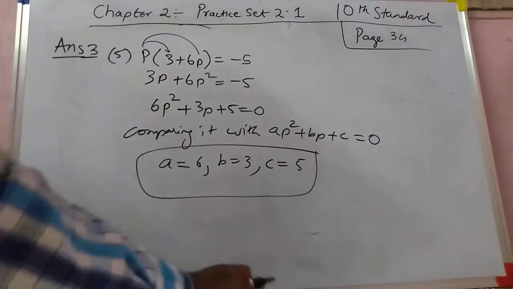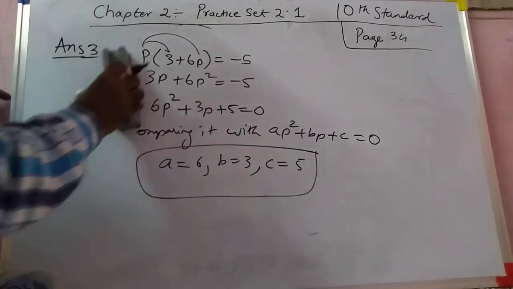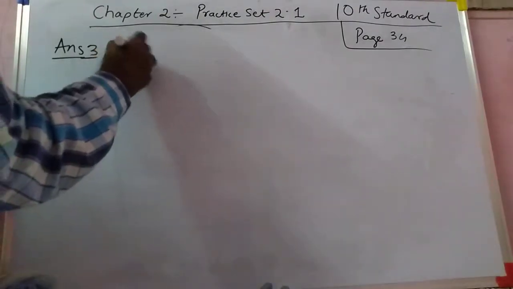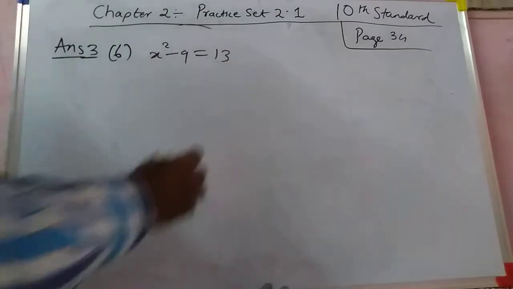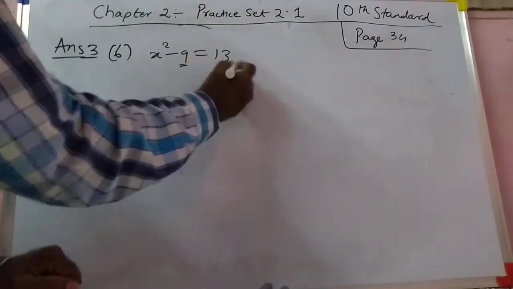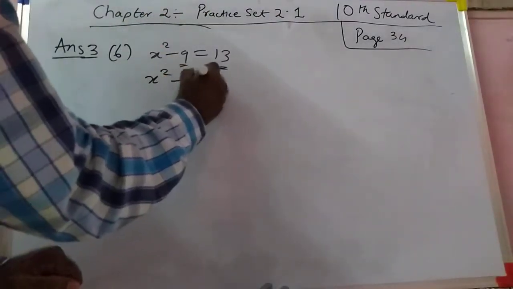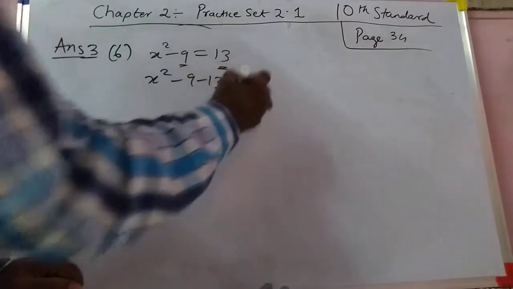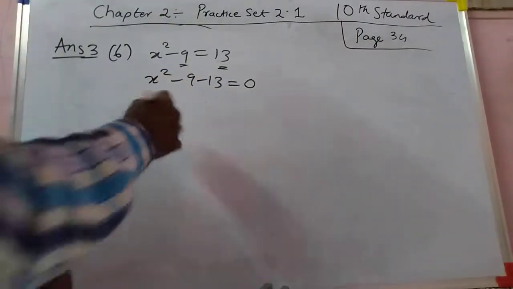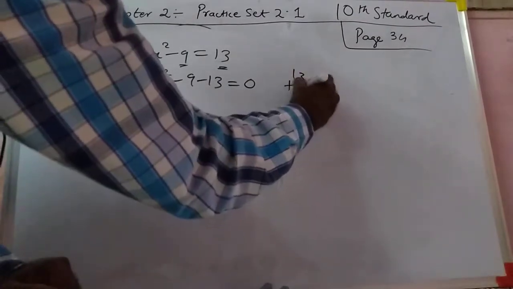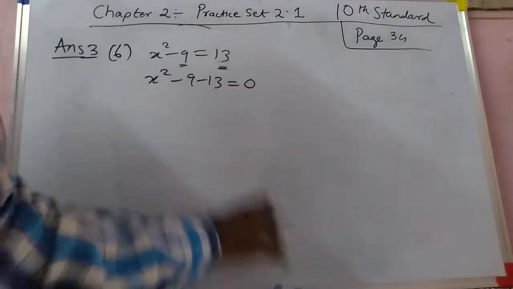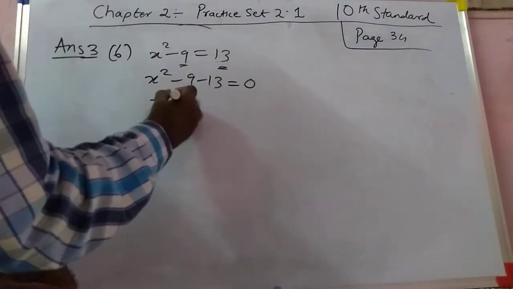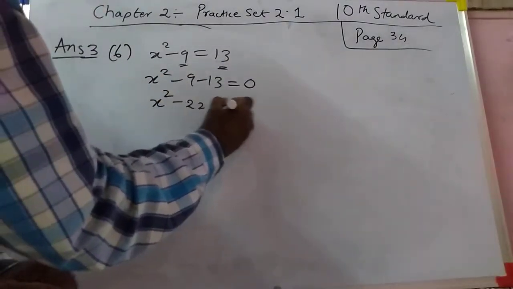Now next one करेंगे, sixth one. X square minus 9 is equal to 13. Say this is number, this is number. Group करेंगे इसको. X square minus 9 minus 13 is equal to 0. So दोनों minus में है, means you have to add it. Okay, 13 plus 9 is 22. But here minus is there, means minus 22. So x square minus 22 is equal to 0.